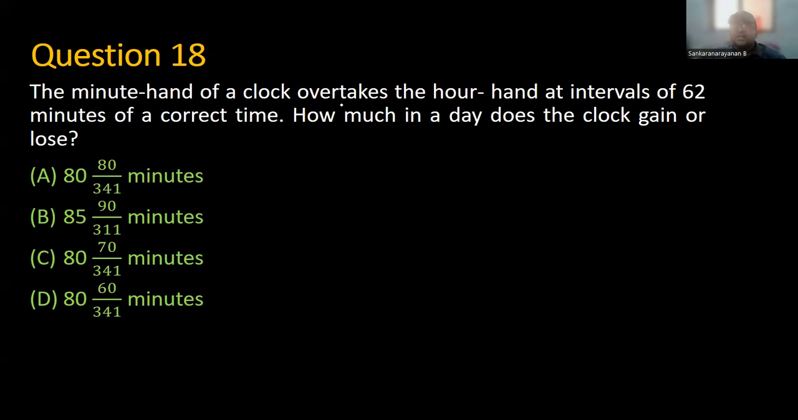The minute hand of a clock overtakes the hour hand at intervals of 62 minutes of the correct time. How much in a day does the clock gain or lose? Here we can see that what is expected to happen in every 65 and 5 by 11 minutes is happening in 62 minutes. It's happening in a lesser span of time. It means that the clock has gained time in this case. It's not losing time, it's gaining time.